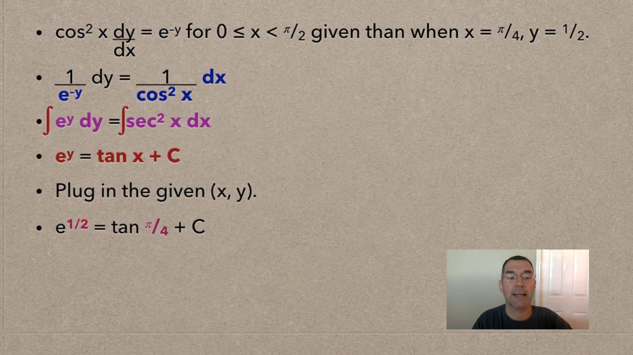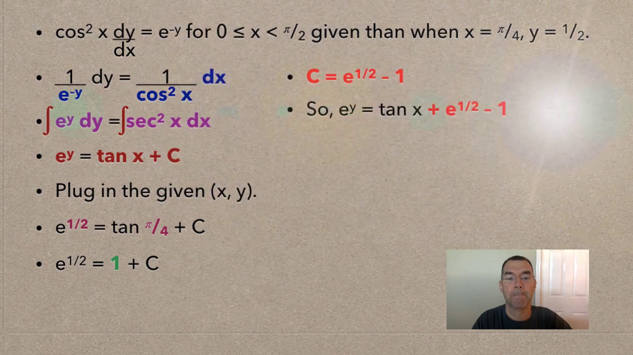So if I plug those in, I get e to the 1/2 equals the tangent of pi over 4 plus c. So I'm just solving for what c is equal to, so I can finish writing the specific equation for this example. So e to the 1/2 equals 1, which is the tangent of pi over 4, plus c. So my constant is going to be e to the 1/2 minus 1. All right, so e to the y equals the tangent of x plus e to the 1/2 minus 1.